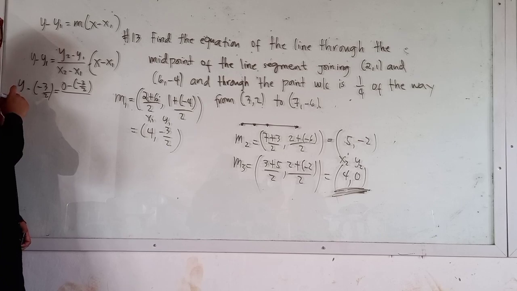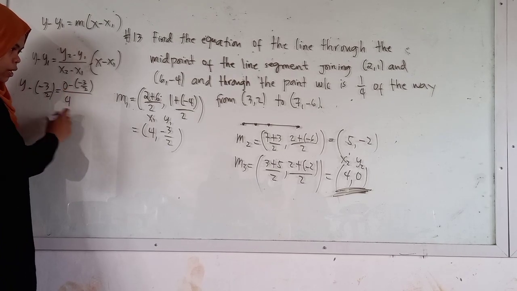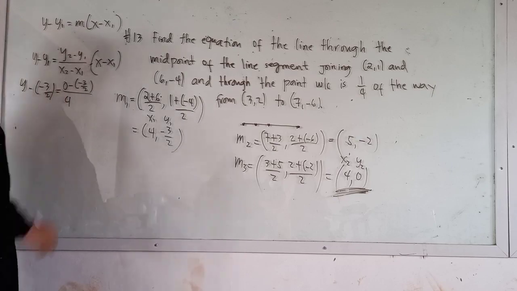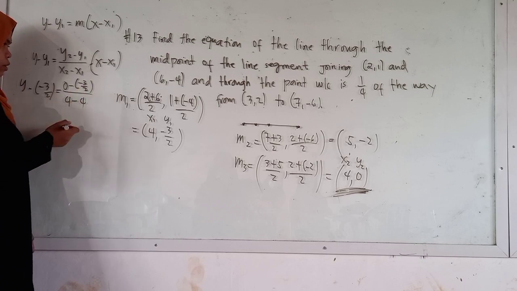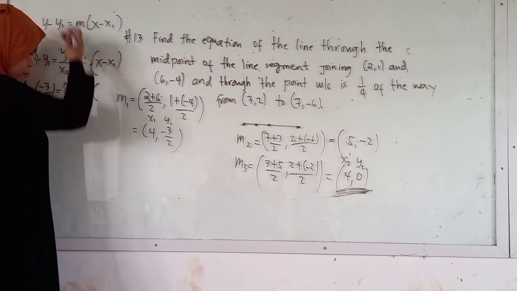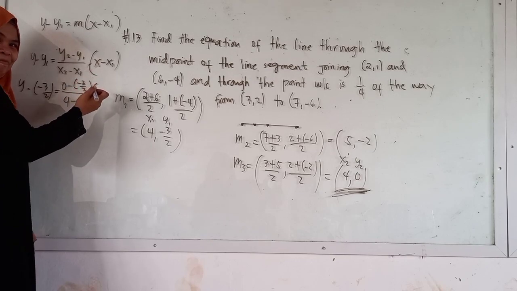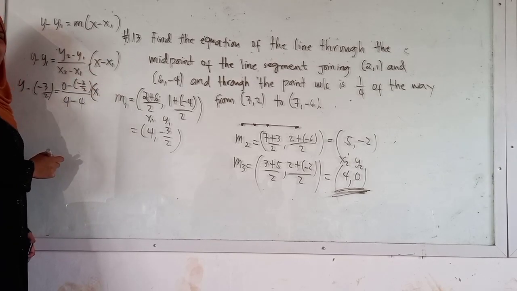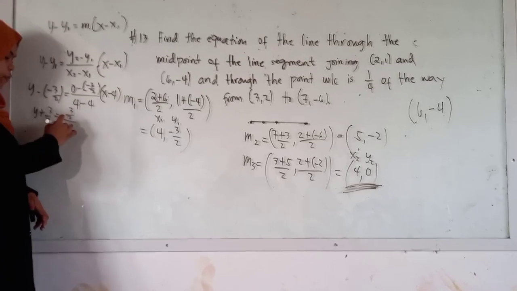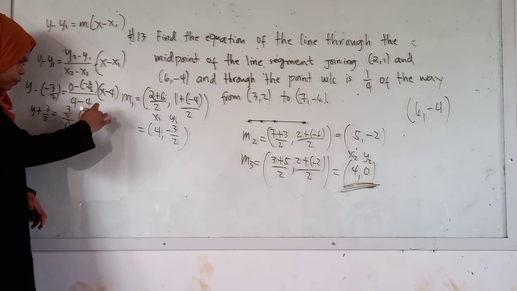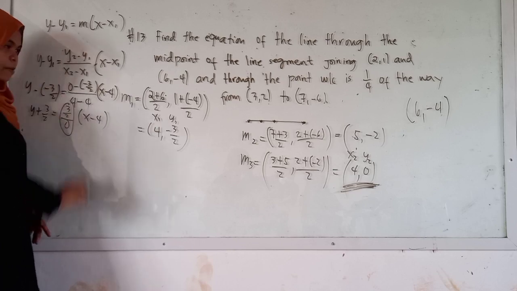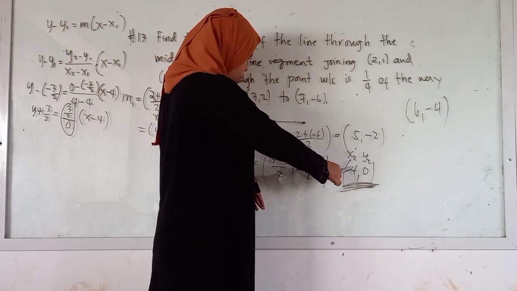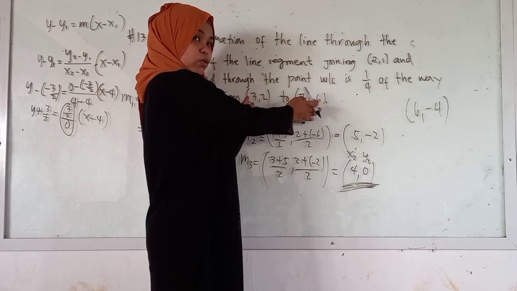What is my x sub 2? I have 4. X sub 1 na ako muna. 4 minus 4. Okay, so 4 minus 4, that is 0. X minus 4. So take note of this expression. 3 over 2 divided by 0, that is undefined. So ibig sabihin, this is not the point which is 1/4 of the way from these two coordinates.